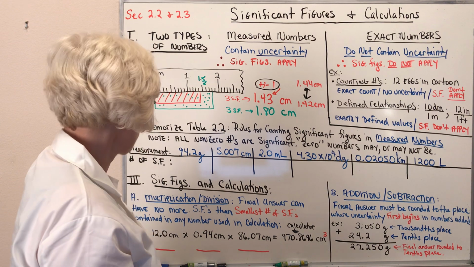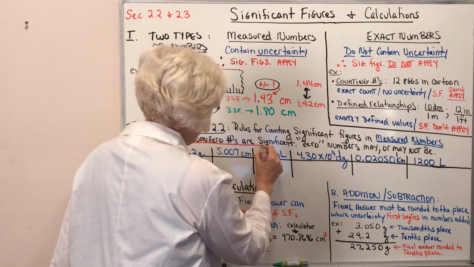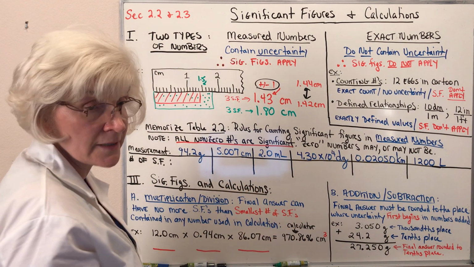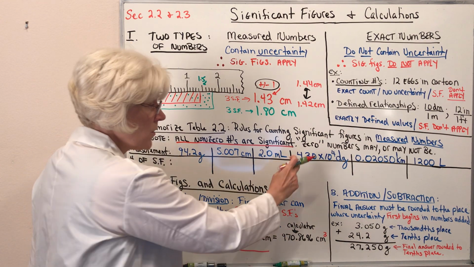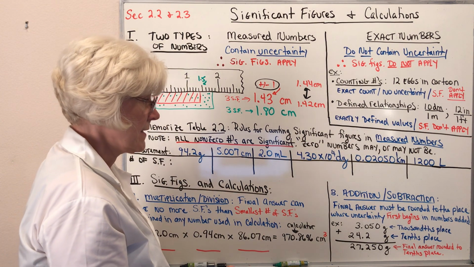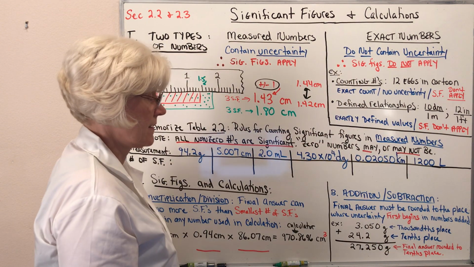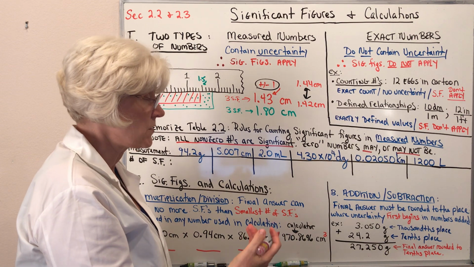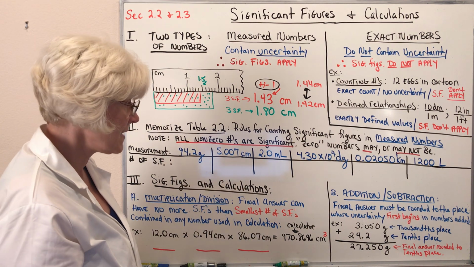Note, all non-zero numbers are significant. That's an important and easy rule to memorize. All non-zero numbers in a measured value are significant. The only question is, what's up with the zeros in a measured number? They may or they may not be significant. So how do you determine whether a 0 in a number is or is not significant? The rules on table 2.2 explain that.